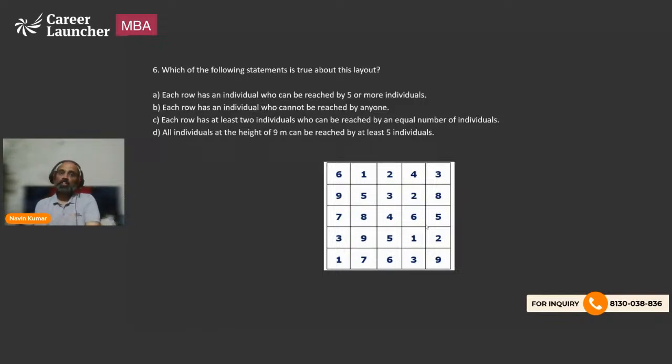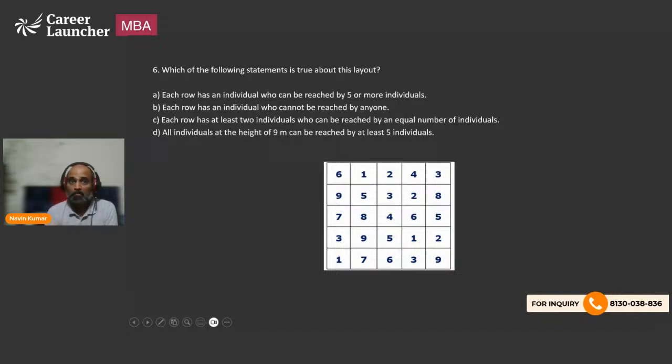Which of the following statements is true about this layout? Each row has an individual who can be reached by 5 or more individuals. Each row has an individual who cannot be reached by anyone. Each row has at least 2 individuals who can be reached by an equal number of individuals. And finally, all individuals at the height of 9 meters can be reached by at least 5 individuals.